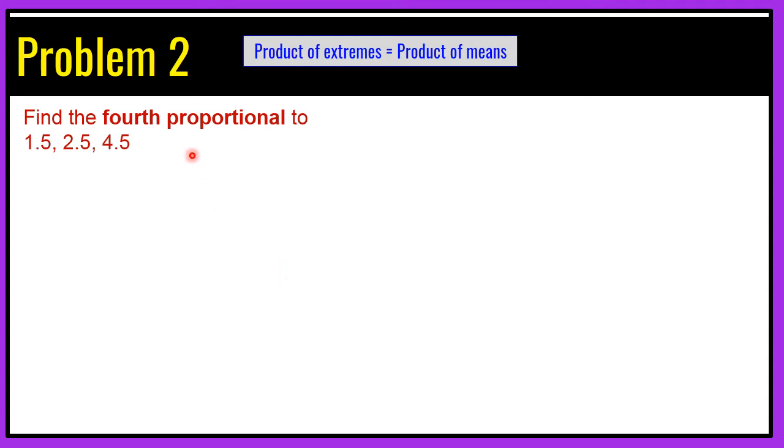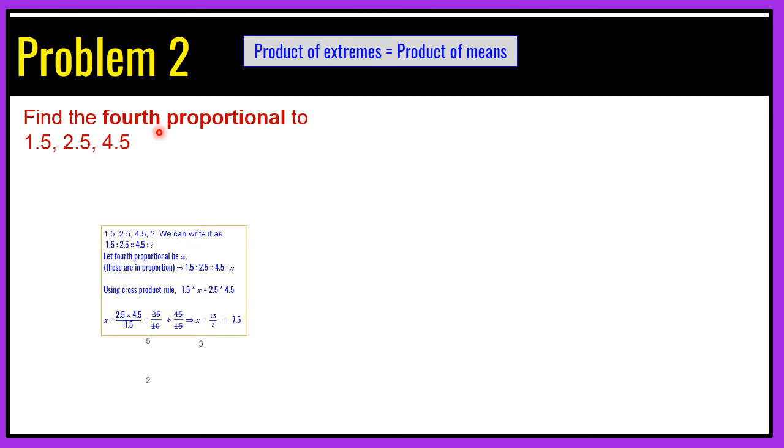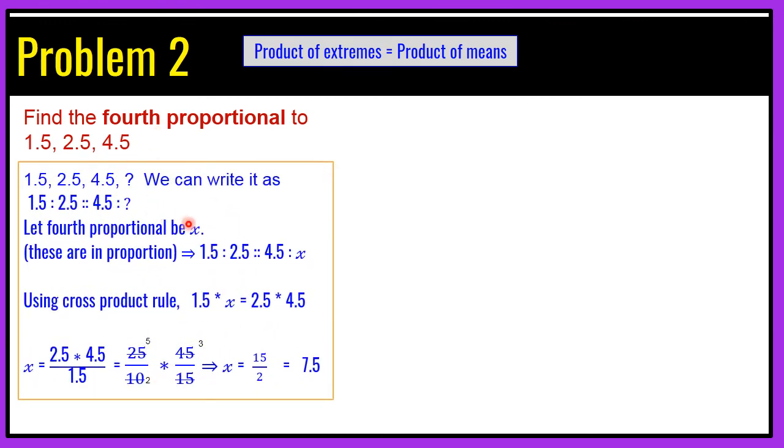The question is find the fourth proportional to 1.5, 2.5, 4.5. So here three quantities are given, and we have to find the fourth proportional. Let's suppose that the fourth proportional be x, and we can write it like 1.5 is to 2.5 in proportion with 4.5 is to some number. Let this question mark, or we can say let this fourth proportional be x. So we can write 1.5 is to 2.5 in proportion with 4.5 is to x.